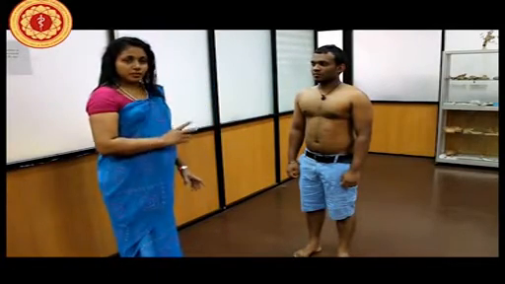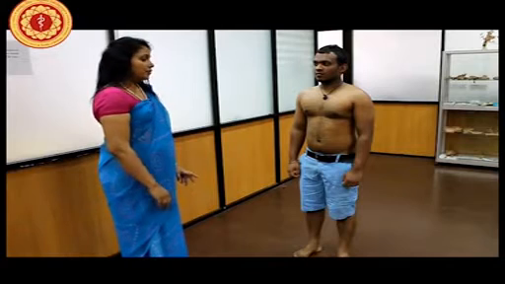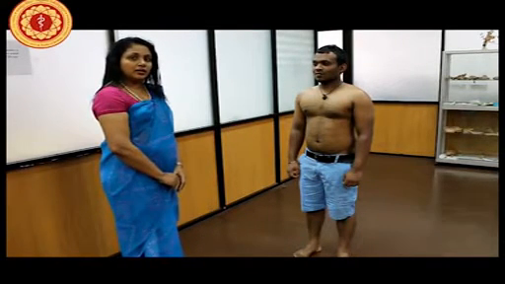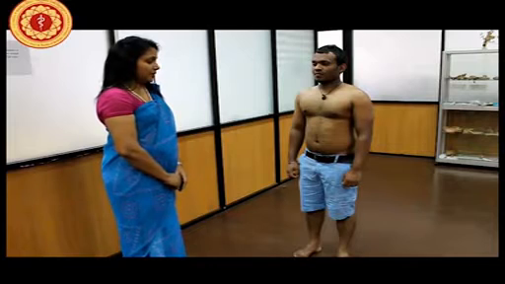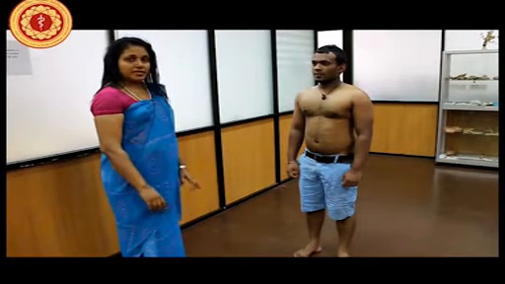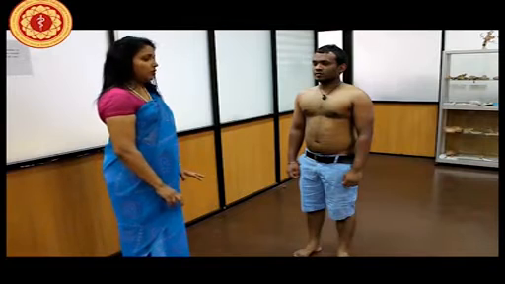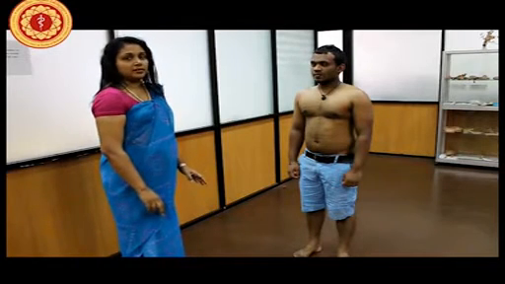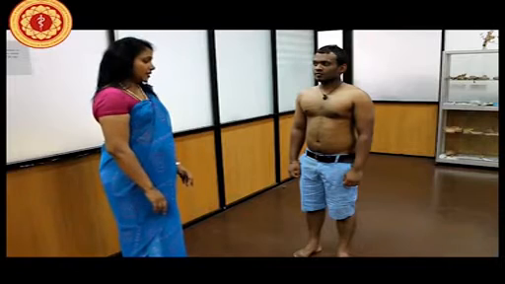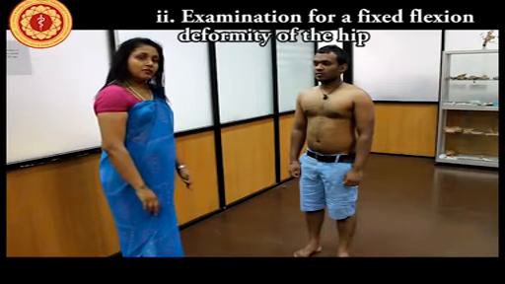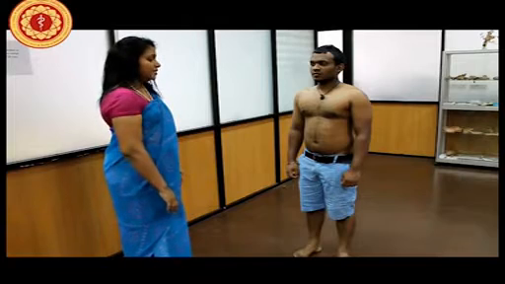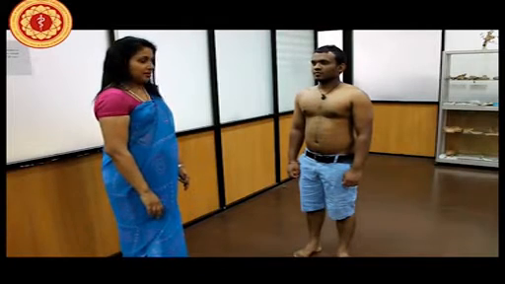The testing of the specific muscles and the movements will be done under lower limb examination of the neurological system. I wouldn't repeat that, but I will tell you 2 specific tests you have to do for the hip joint. The first one would be the Trendelenburg test. The second would be looking for a fixed flexion deformity of the hip. I will start with the Trendelenburg test.